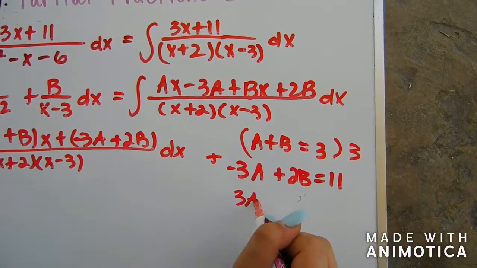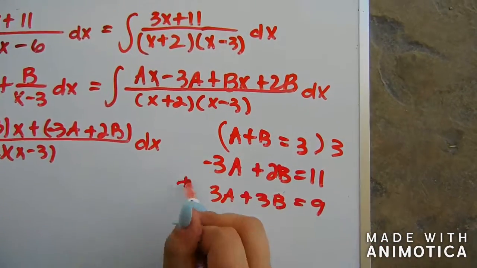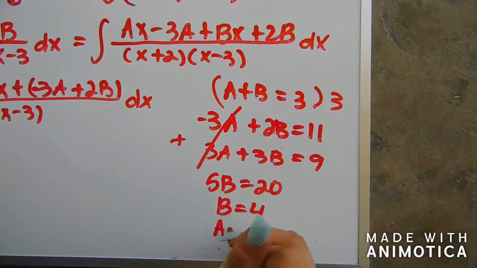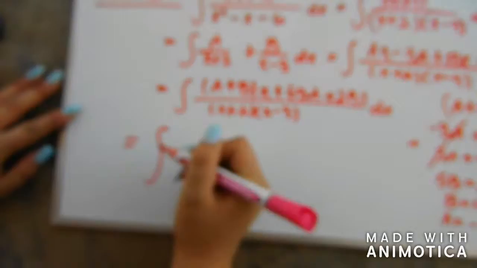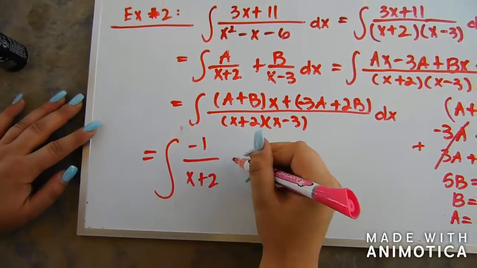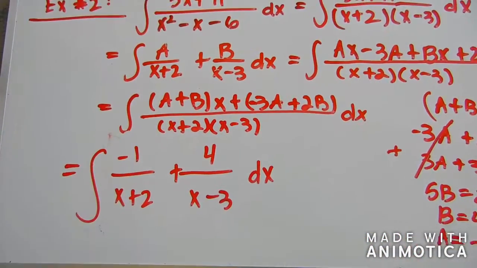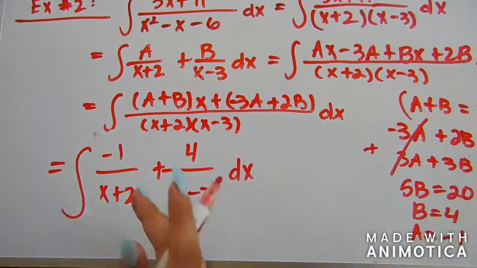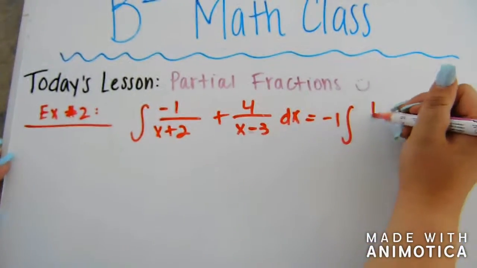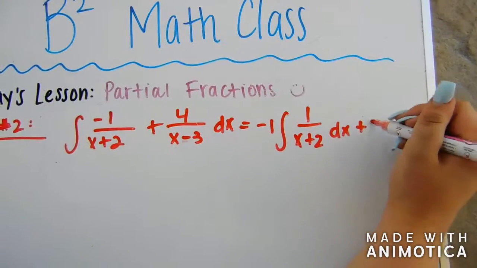So then you get A plus B equals 3 since the original equation is 3x, and negative 3A plus 2B set equal to 11 because the equation is 3x plus 11. Then we go ahead and use simple algebra, and we end up solving B equals 4 and A equals negative 1, again plugging B back into the equation to get A. We will then use our A and B values and plug it back into when we originally split it up between A and B. So then you plug in negative 1 for A and 4 for B.